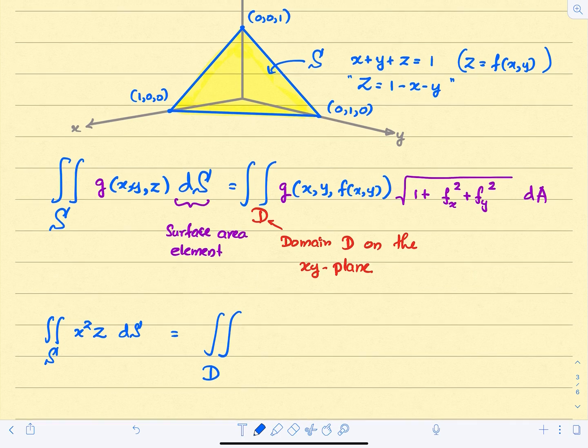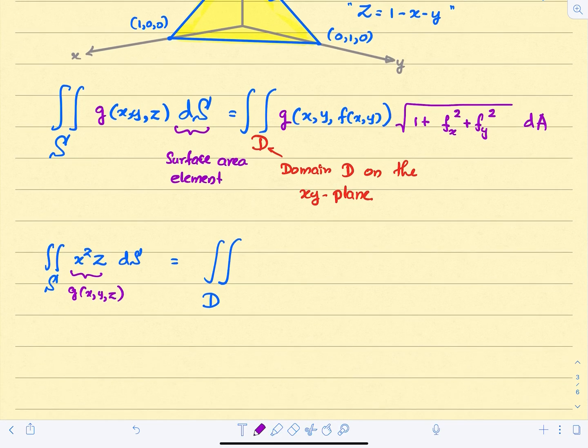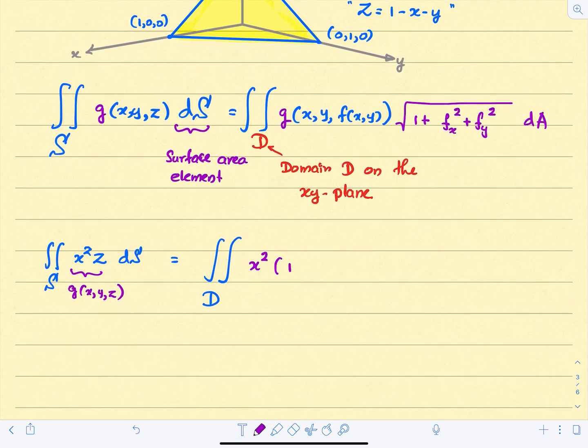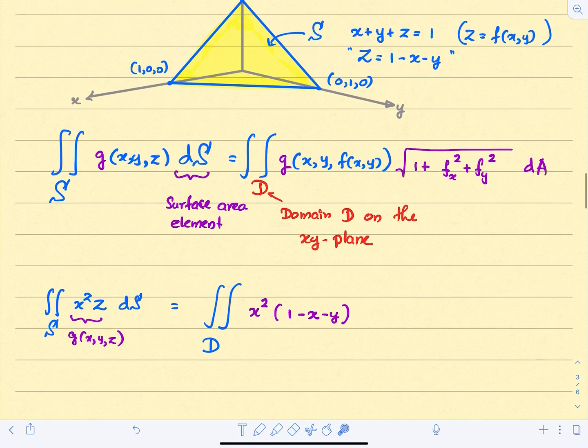Now let's evaluate your g on the surface. So g is x squared times z. Now on the surface, your z value equals 1 minus x minus y. So instead of z, we write 1 minus x minus y, because the z coordinate is given by this, and we define our function g on this S. So the z coordinate of this function g equals the z coordinate of the surface, which is given by this equation.